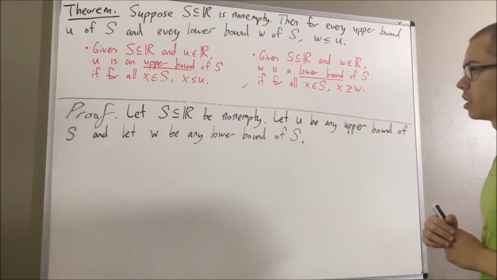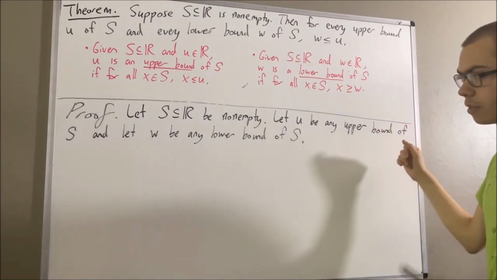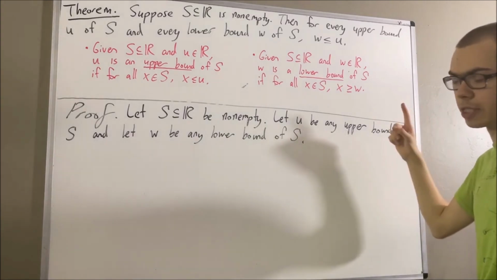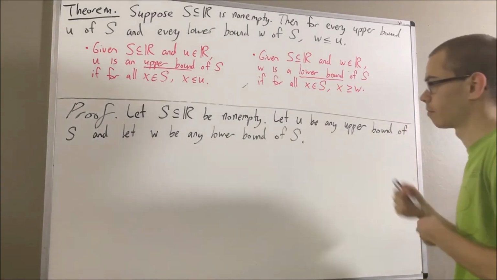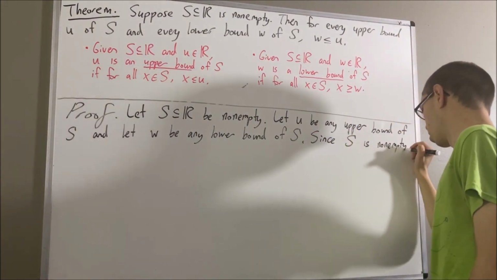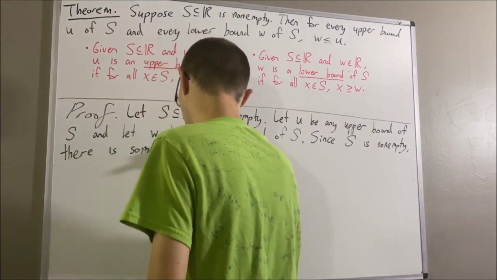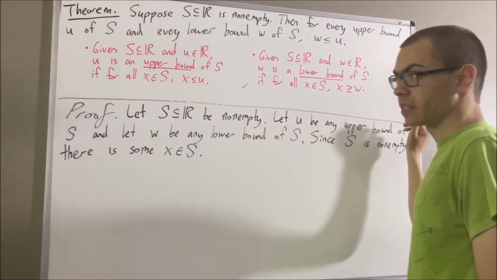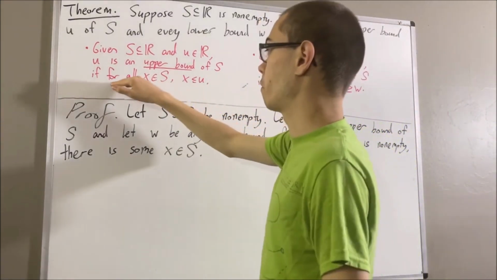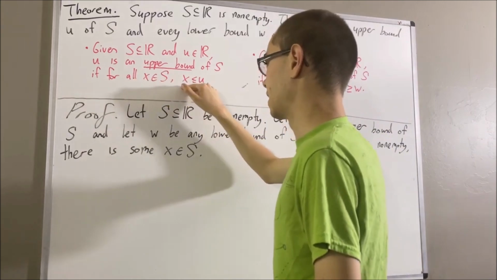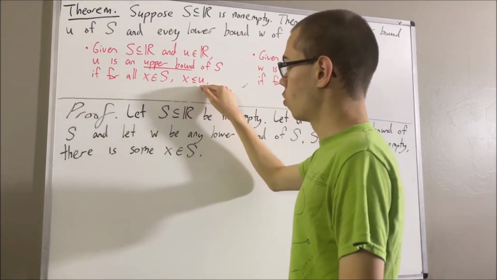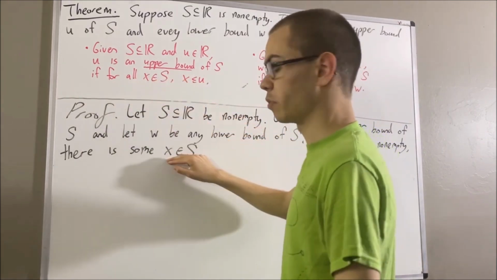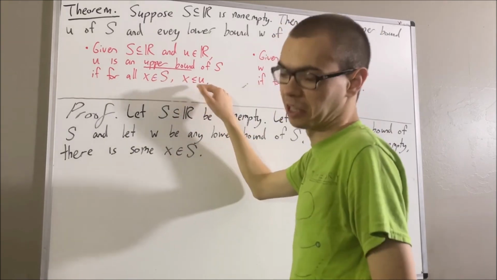And to start, since S is non-empty, we know that S has at least one element in it. I'll call it X. But now, since U is an upper bound of S, by definition, this means that for every element X in S, X is less than or equal to U. Well, if we take X to be the X we have in our proof, well then, yeah, X is less than or equal to U.